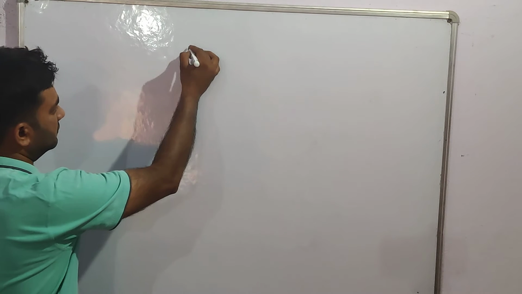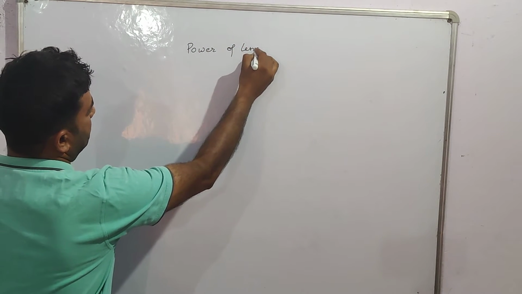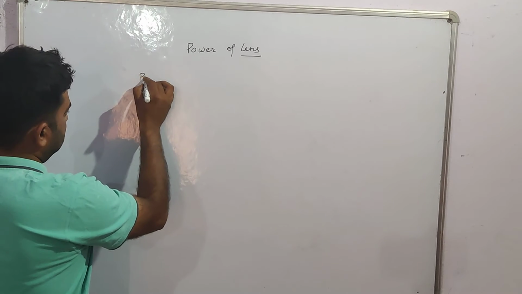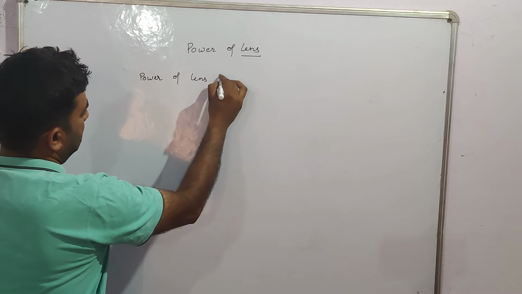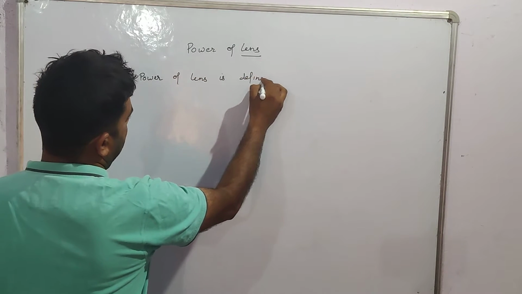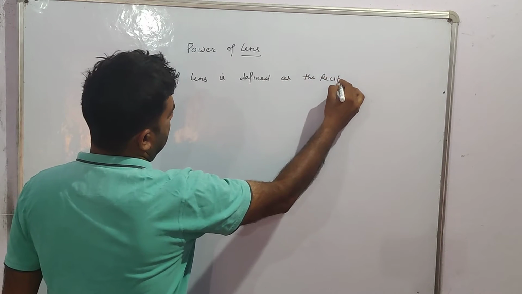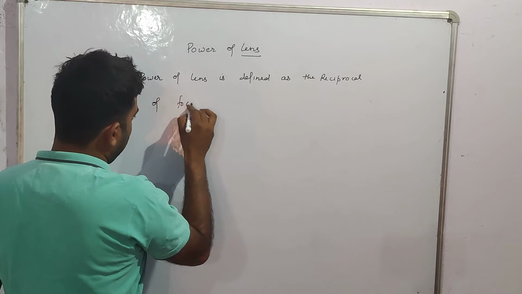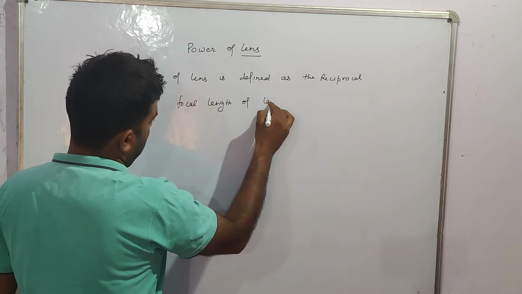Dear student, today we will discuss the topic power of lens. Dear student, power of lens is defined as the reciprocal of focal length of lens.